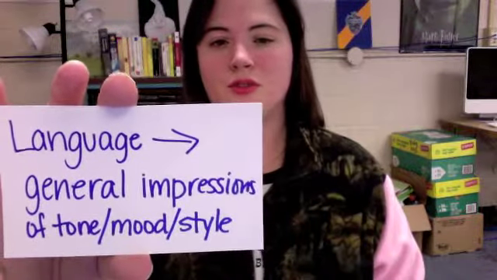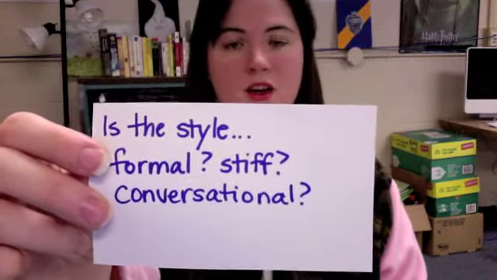The next category is L for language. For language, you're looking for general impressions of the tone, the mood, the style. So what you need to consider here is, is the style formal? Is it stiff? Is it conversational? For example, in the excerpt that we read from Friday Night Lights, you're not going to call that formal. The audience didn't approach the field and say, "Congratulations, team, let's win tonight." That's not what you see. What you see is a very specific type of language that appeals to a very specific situation, and that's what you're looking for here. Is this poetic? Is it really stiff and stilted? What kind of language did the author use?